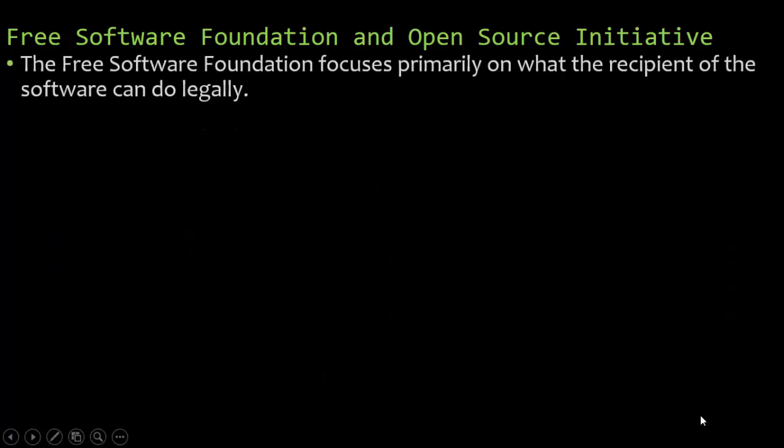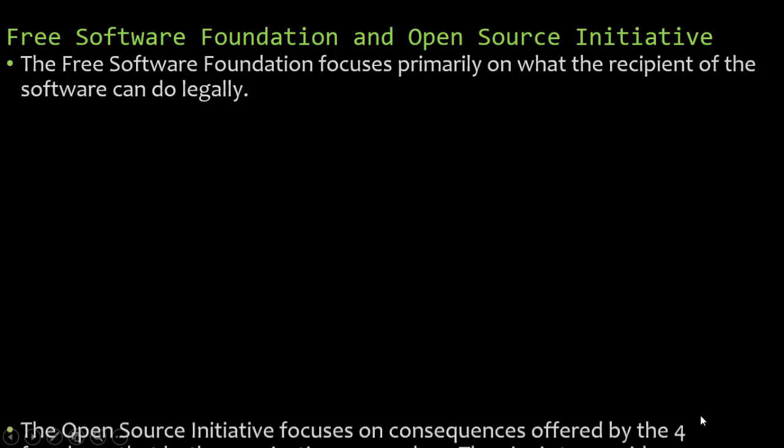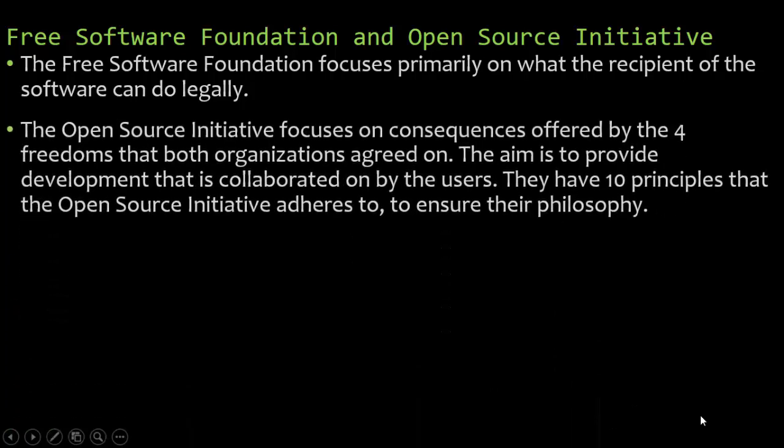The Free Software Foundation focuses primarily on what the recipient of the software can do legally. The Open Source Initiative focuses on the consequences offered by the four freedoms that both organizations agreed on. The aim is to provide development that is collaborated on by the users. They have 10 principles that the Open Source Initiative adheres to in order to ensure their philosophy, and we're going to go over those 10 principles real quick.